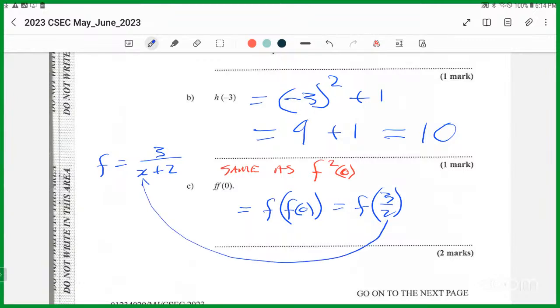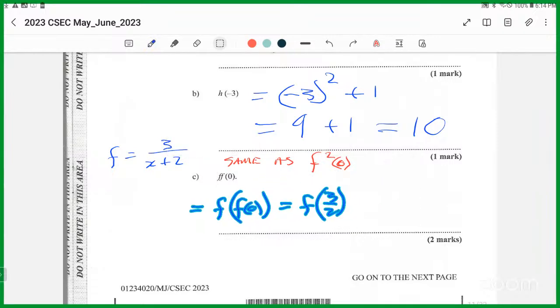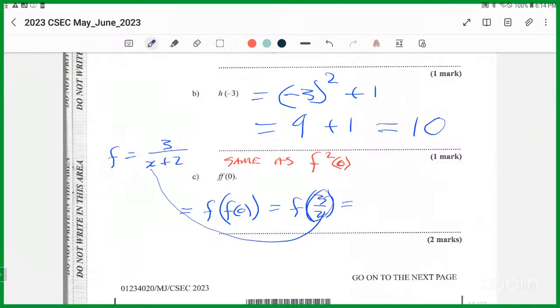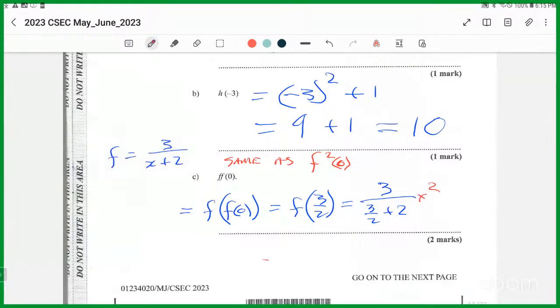So we're putting the 3 over 2 right here now. So we get 3 over 3 over 2 plus 2. That's what we're working on now. To simplify this quickly, we can multiply the numerator by 2 and multiply the denominator by 2.